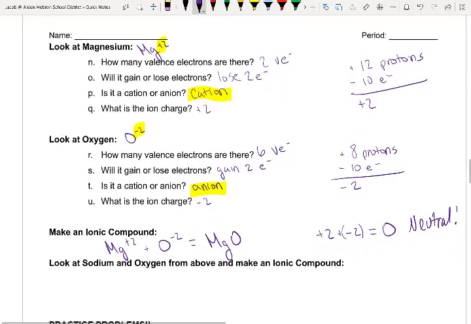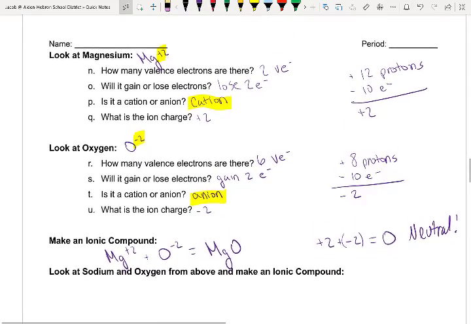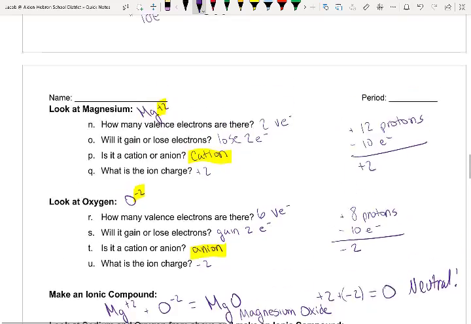So let's flip this around now and make it a little bit harder. Sodium and oxygen. Well, I guess I should mention, up here, when we looked at magnesium and oxygen, this would now be magnesium oxide. So again, the ending of your anion changes. So magnesium oxide.